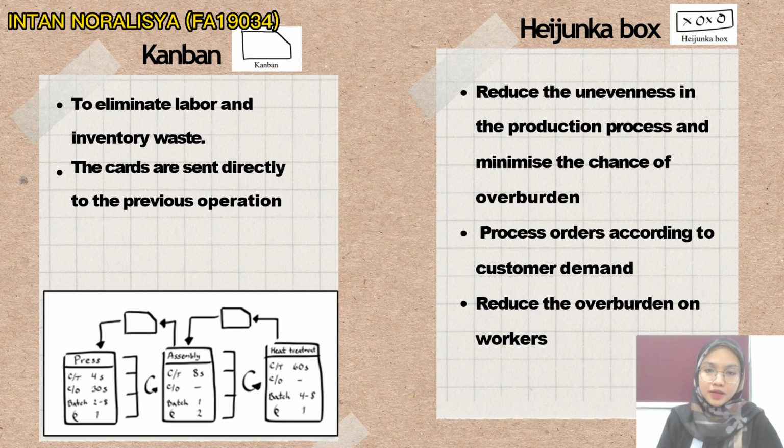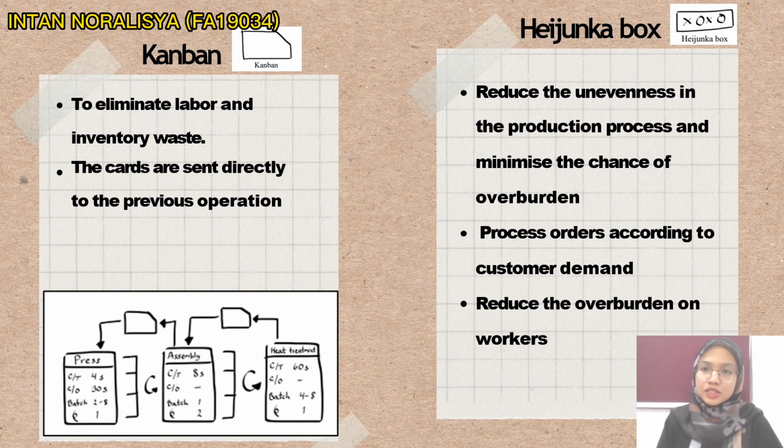Okay, next, Kanban. Kanban is one of the methods that are important to apply to eliminate labor and inventory waste. So the diagram above shows the Kanban symbol and arrows that go upstream between each operation. This example illustrates a quite simplified application in which the cards are sent directly to the previous operation.